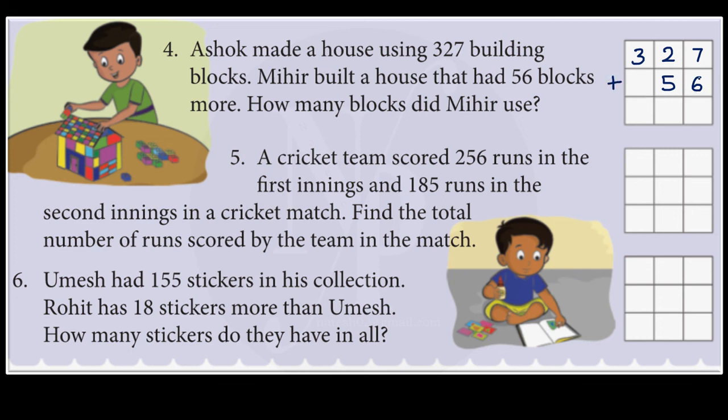So we add the digits at ones place first. 7 plus 6 is 13. 13 ones are regrouped as 1 ten and 3 ones. Now we add the digits at tens place. 1 plus 2 is 3. 3 plus 5 is 8. 8 is written here. And 3 plus 0 is 3. Therefore, the total number of blocks used by Mihir is 383.